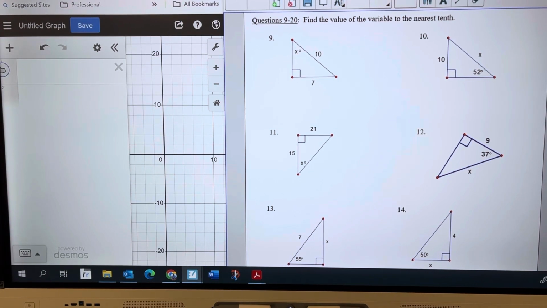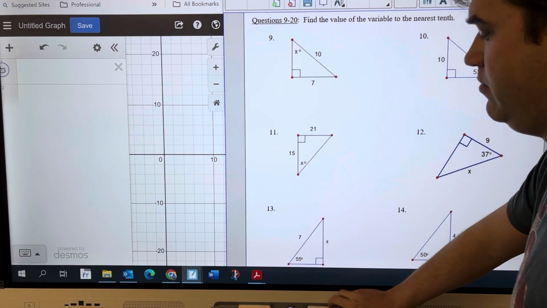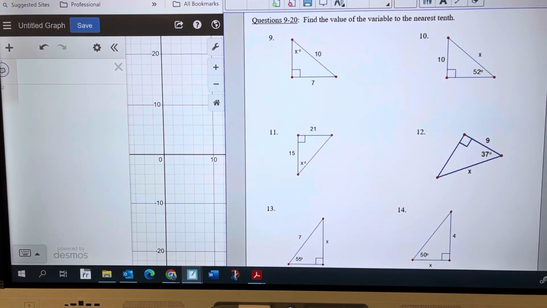Here we're going to be using trig ratios to find unknown sides or angles.